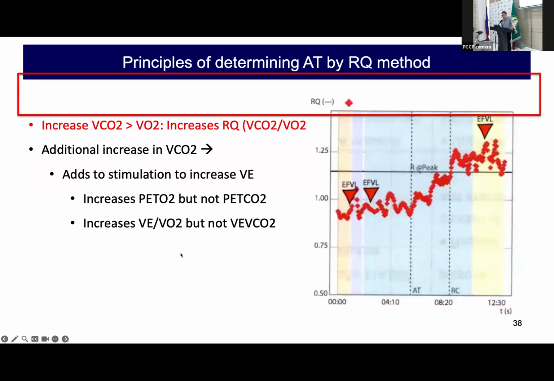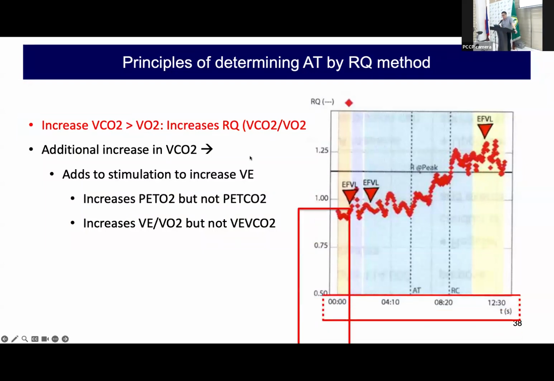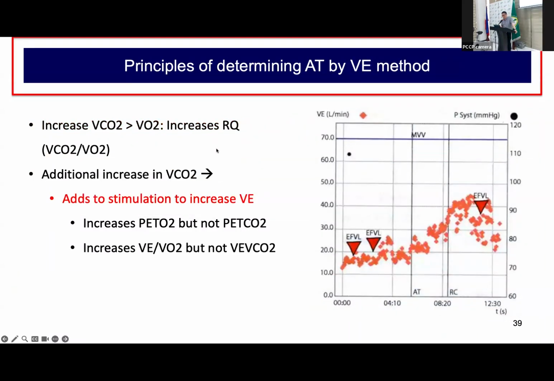Okay, so RQ method. Increase VCO2 over VO2 will increase the RQ. X is time, Y is RQ. Can you recognize where the anaerobic threshold is? Okay, that's the anaerobic threshold. Okay, second, by VE method.